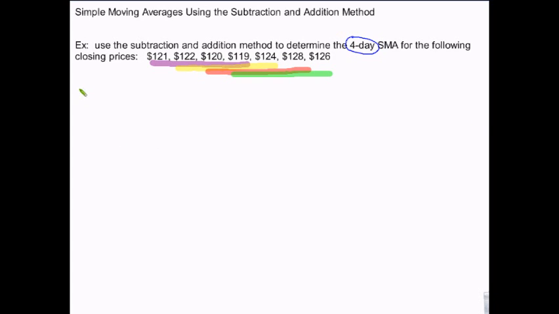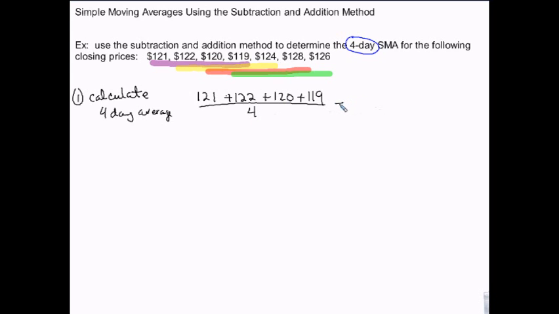And so, oops, wrong pencil. So for my first one, I calculate like normal. Okay. So I'm going to take that 121 plus 122 plus 120 plus 119, and I'm going to divide it by 4. So normal average. And I get 482 divided by 4.